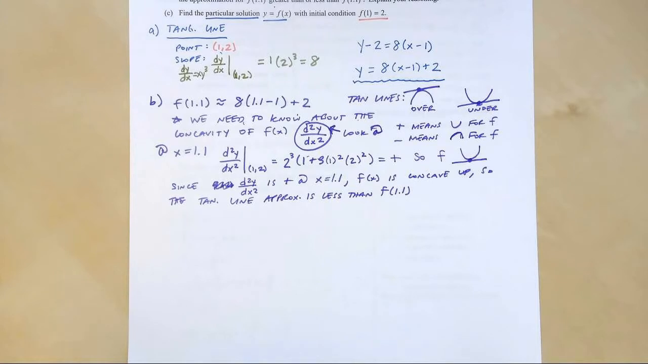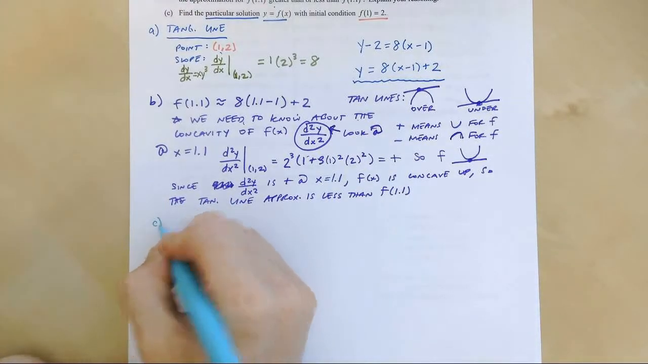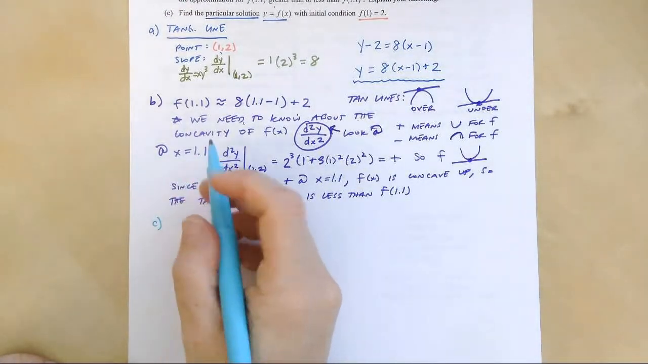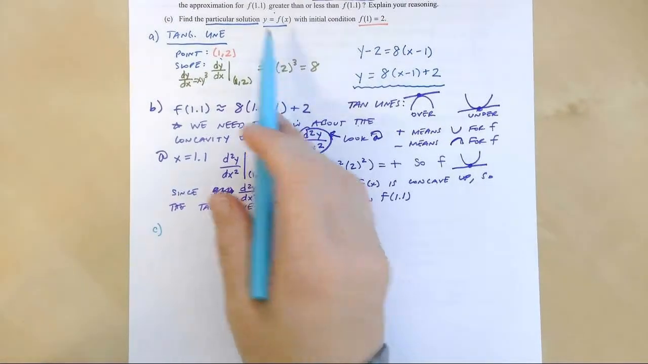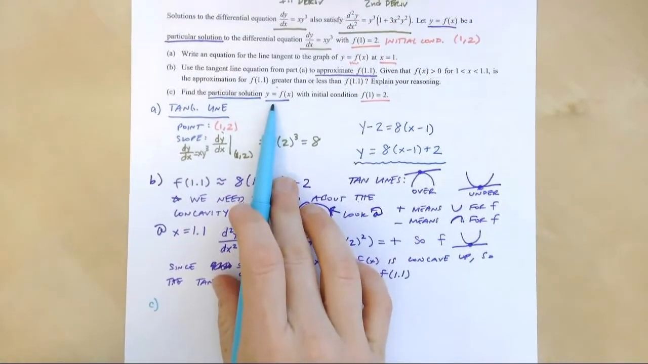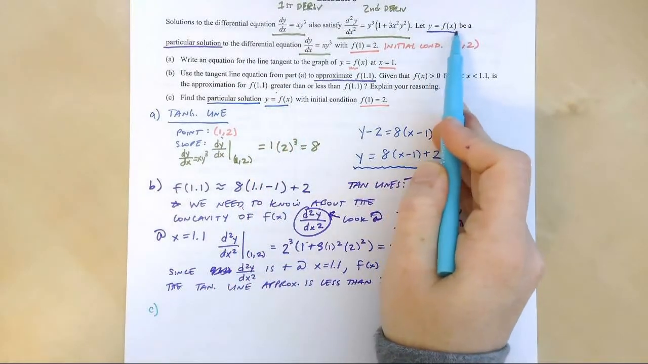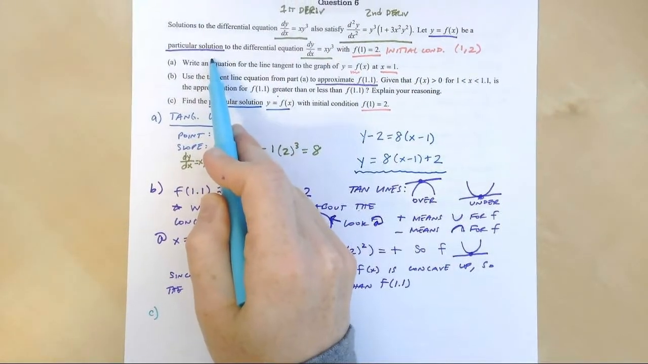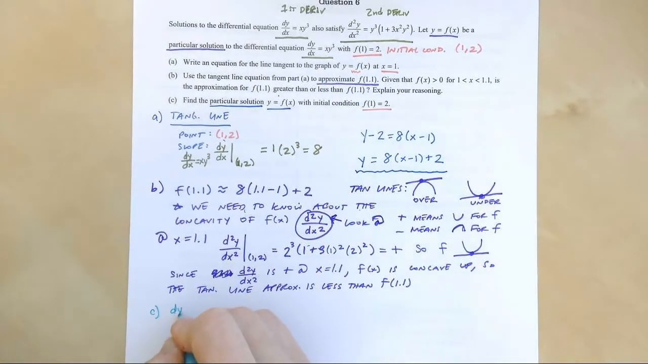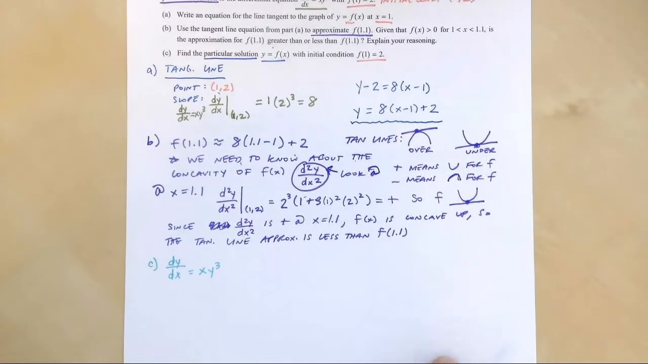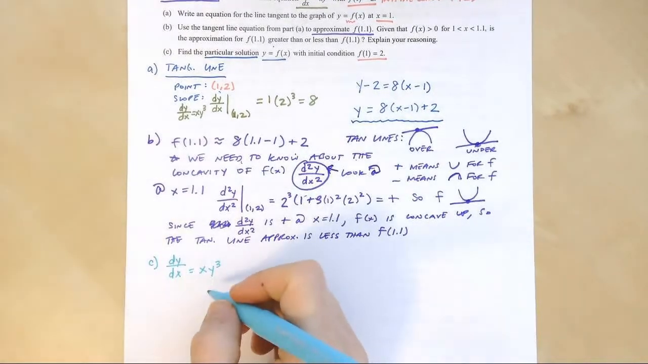So let's start with the first step, which is separation of variables. We need to get all the y's on one side, all the x's on one side. We're trying to find this particular solution. Really quick, let's go back up to the top. It says that y equals f of x is a particular solution to the first derivative. So let's go ahead and start with that first derivative equation. We're going to start with dy dx equals xy cubed. And then let's do all of our steps.